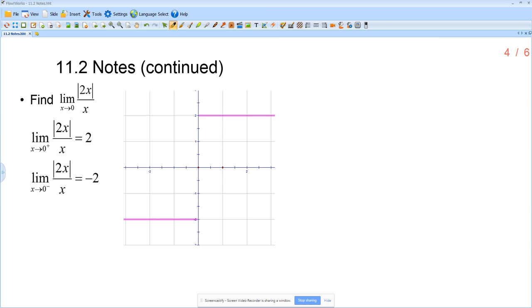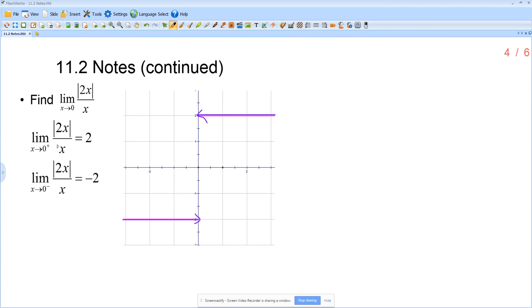Okay, so now we're going to look at some graphical ones. In this case, if I talked about the limit as x approaches 0 from the right of the function absolute value 2x over x, which I've already graphed for you, what I would get is 2. Because as I am moving from the right towards x being 0, oopsies, forgot that would happen. As I'm moving along here towards x being 0, the y value of the function is 2. As I am moving from the left towards 0, the y value is negative 2.